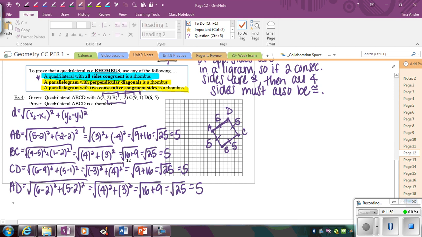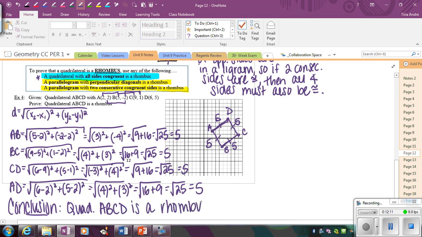So now I can write my conclusion, which is to say basically what you're trying to prove. So quad ABCD is a rhombus because all 4 sides are congruent. So that's it. That's your explanation. As long as you have 4 congruent sides, it's a rhombus.